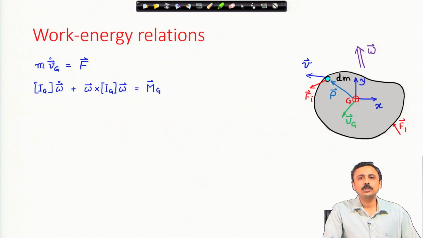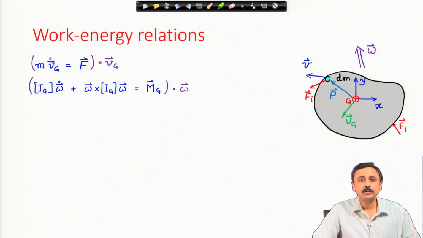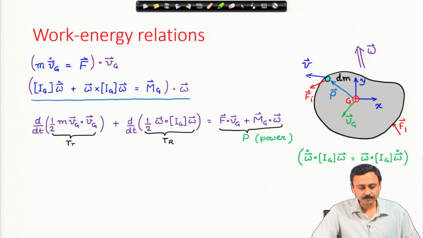Now, from the equations of motion, let us see the work energy relations. The way to derive remains standard, which we have discussed before. We dot product the translational dynamics equation, Newton's second law for the center of mass, with the velocity of the center of mass, and we dot product the rotational dynamics equation with angular velocity. And if you sum up, then you will get the grand equation for work energy relation.